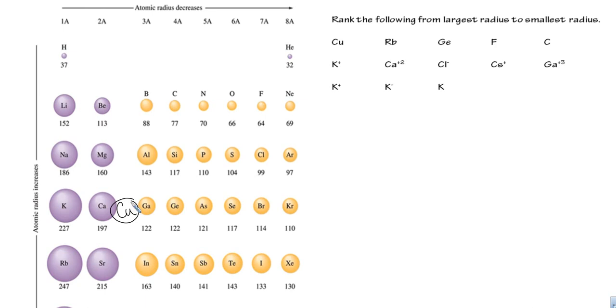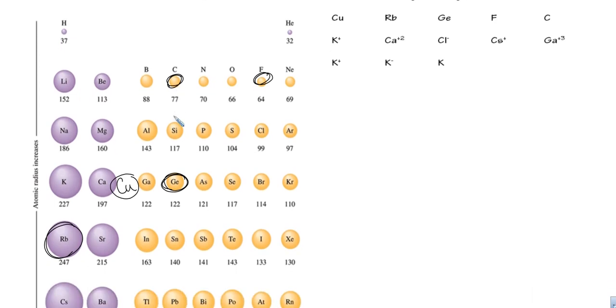Okay, so we didn't have copper in this chart, but we'll just throw it in there. Rubidium. Yep, we got rubidium. Germanium. There he is. Fluorine. And carbon. Okay. So one thing that I would make note of, when you're trying to rank things like radius or any of the other trends, I would know the extremes.